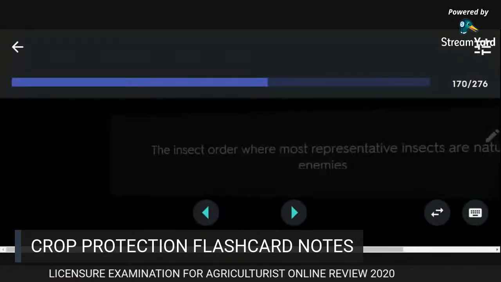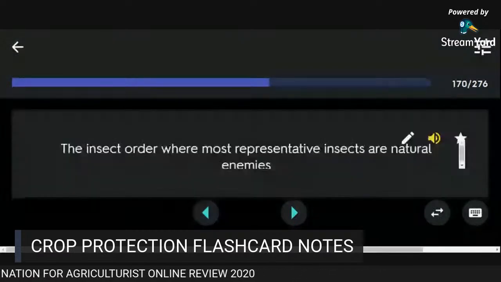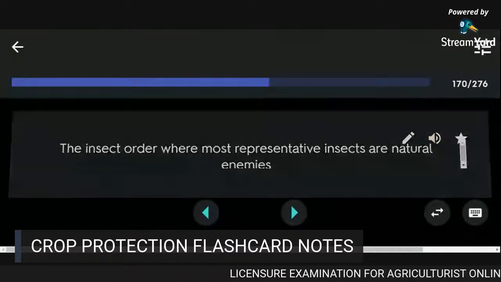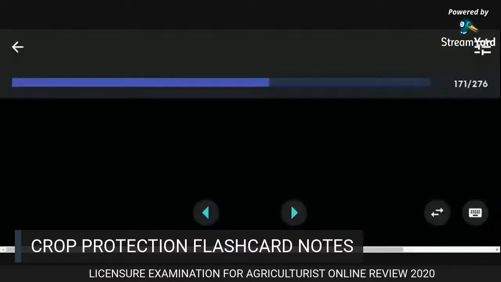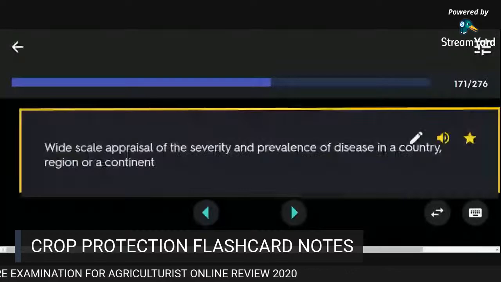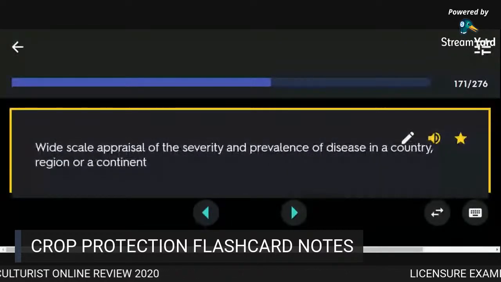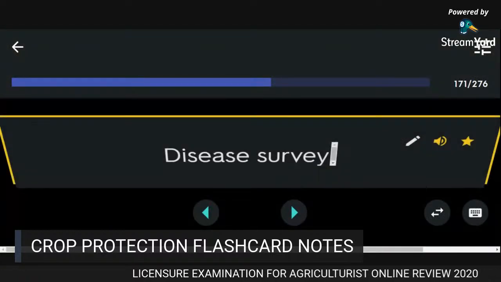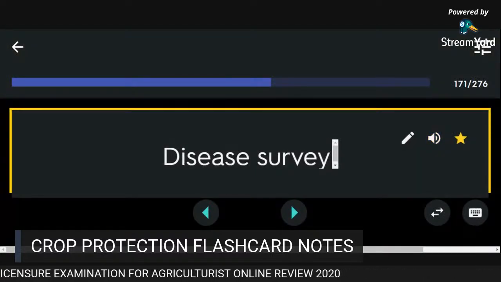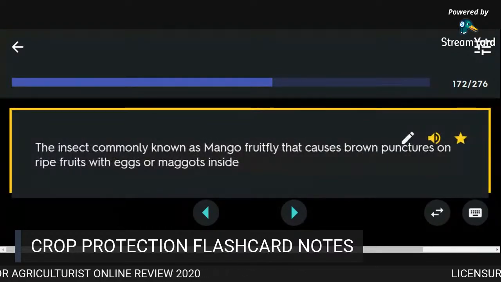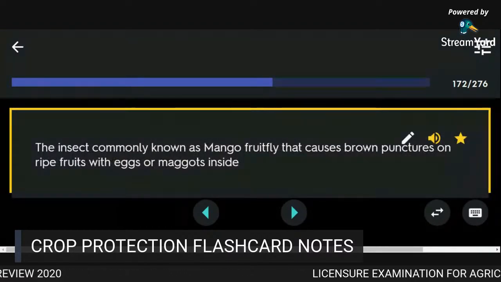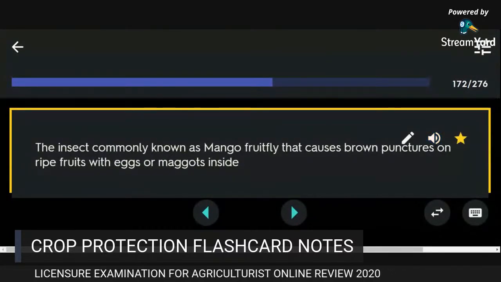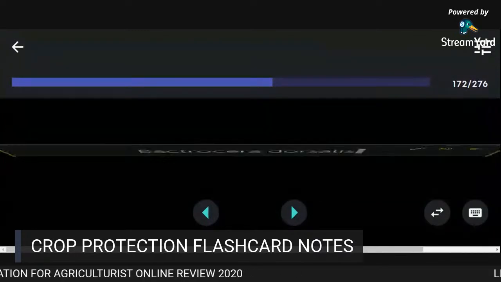The insect order where most representative insects are natural enemies: Hymenoptera. Wide-scale appraisal of the severity and prevalence of disease in a country, region or a continent: disease survey. The insect commonly known as mango fruit fly that causes brown punctures on ripe fruits with eggs or maggots inside: Bactrocera dorsalis.